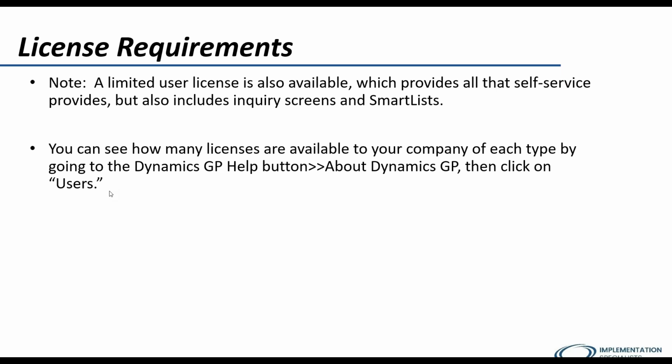So one thing to note, if you're wondering if you have any of these licenses, you can go to the Dynamics GP button up in the corner, the little blue question mark, go to About Dynamics GP, and you'll see a link there that says users. When you click on that, it will tell you how many users you are registered for, and it will break it down based off of whether it's a self-service user, a limited user, or a full user license.